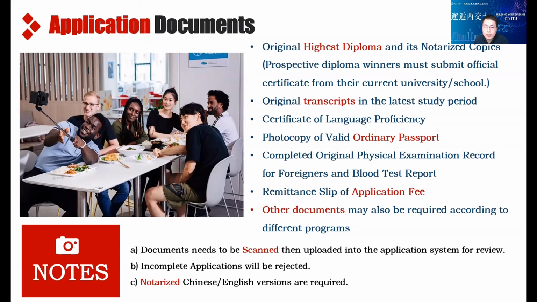The second note is that any incomplete applications will be rejected, like all the necessary application documents I just introduced, but you failed to give us. Well, if it's incomplete, we have to reject your application. The third note is that notarized Chinese or English versions are required for all the documents, because we used to have students whose documents are made in other languages, maybe including Russian or Spanish, which we cannot recognize. So far, we are only accepting the Chinese and English made documents.